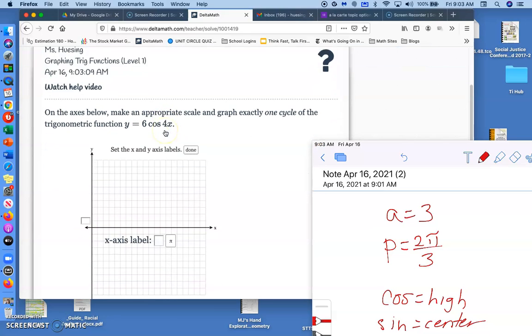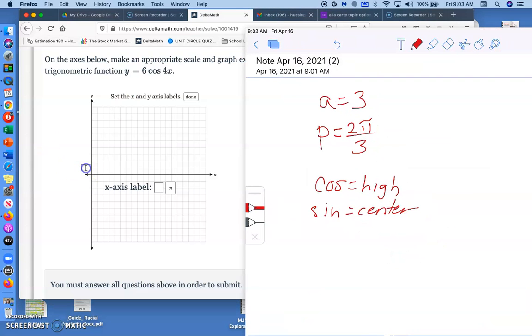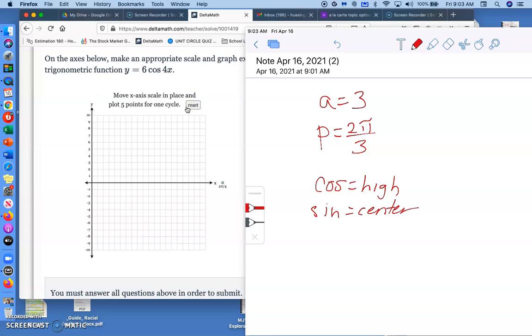So we'll take a look at a couple more. So again, this one is 6, and I could say, well, I want to count by 1. So this I'm going to label 2 pi divided by 4. And again, I tend to drag this over to the fourth one. So it's going to start at 6 because it's cosine. Cosine starts high.